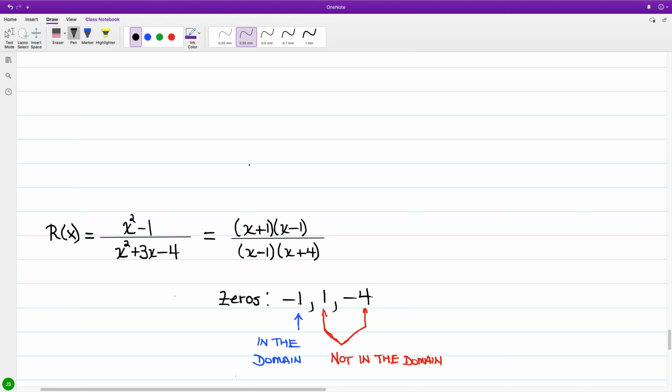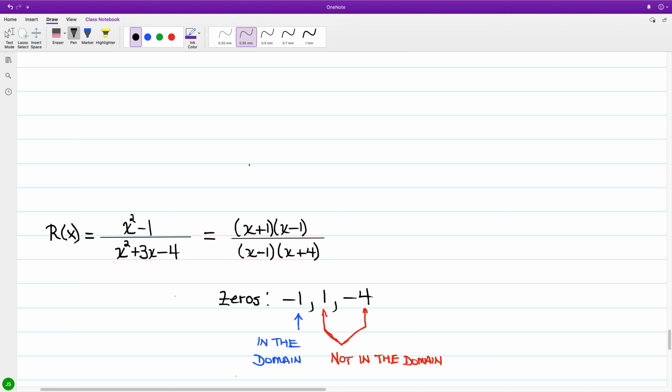And negative 1 is such a value that works, and thus negative 1 is in the domain of r of x. Now for the value 1, this stems from x minus 1, which appears in both the numerator and denominator. One might be tempted to say that 1 is going to be in the domain since we have x minus 1 in the numerator.